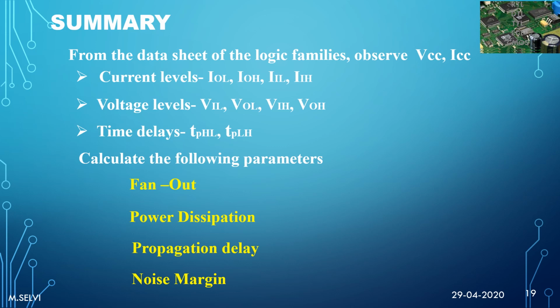Based on these 4 parameters, we will compare the available logic families, and depending on our requirement, whether we want a low power circuit, or a low propagation delay, or a high noise margin, or a high number of fan out, whichever is our requirement, the logic family is chosen for our application. So these are the 4 parameters based on which the choice of a logic circuit for our application is decided.